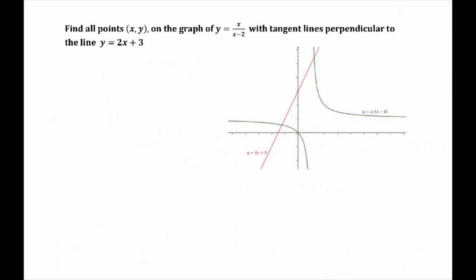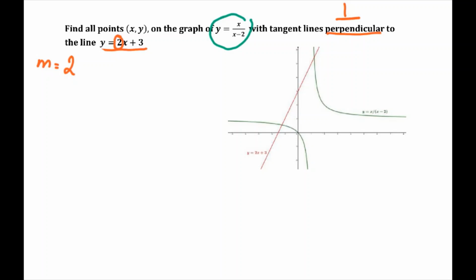Now in this question here, we do have a function, which is the green one, and this is the line. They want us to find all the points on the green graph with tangent lines perpendicular to this line. Perpendicular means the negative reciprocal slope. So first of all, the slope is equal to 2. This is the 2 in mx plus b.